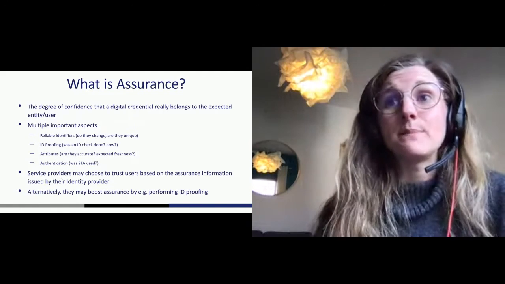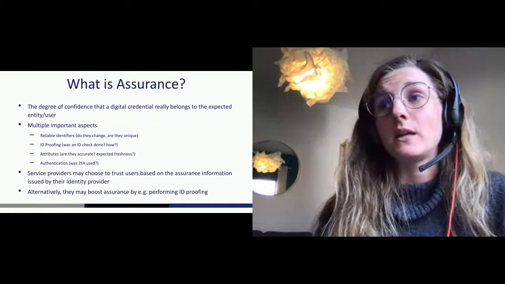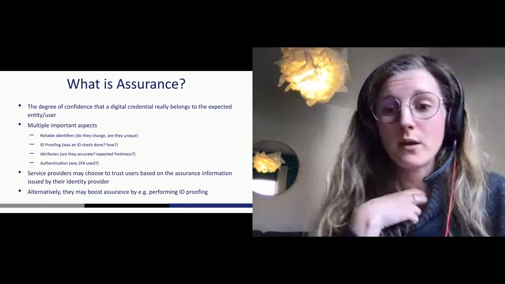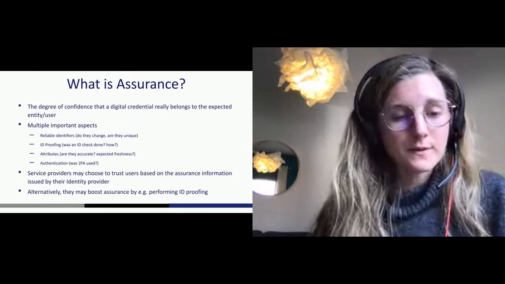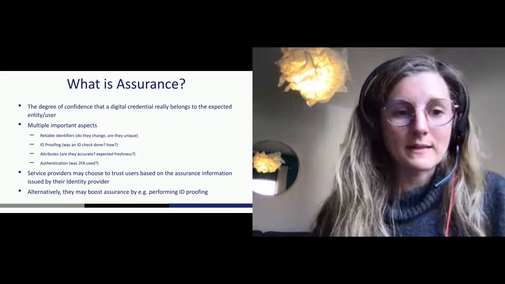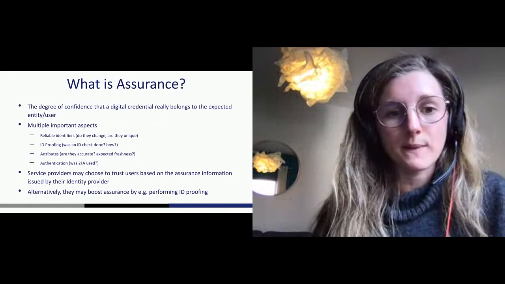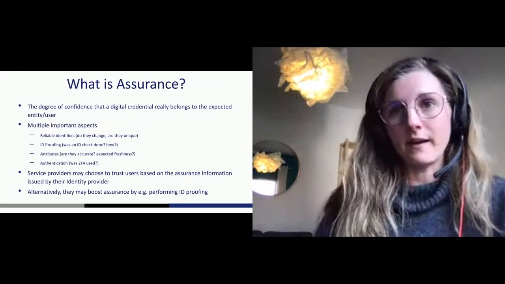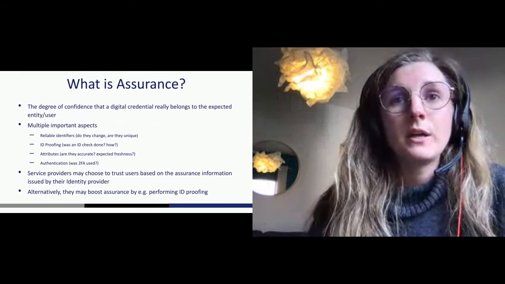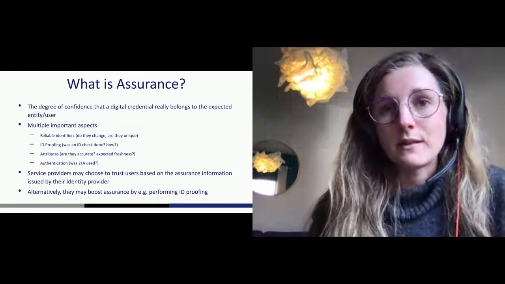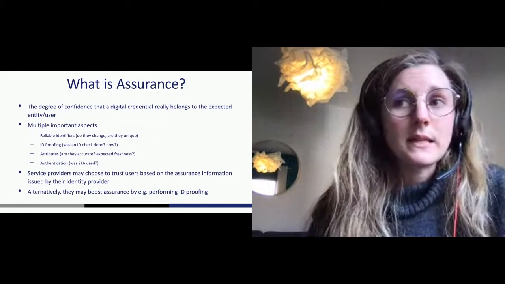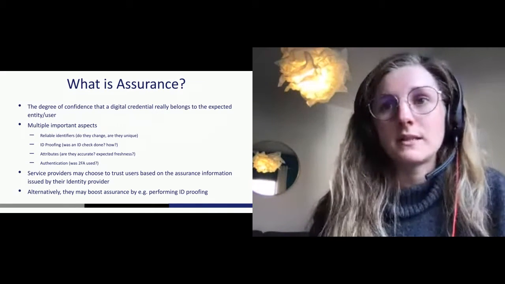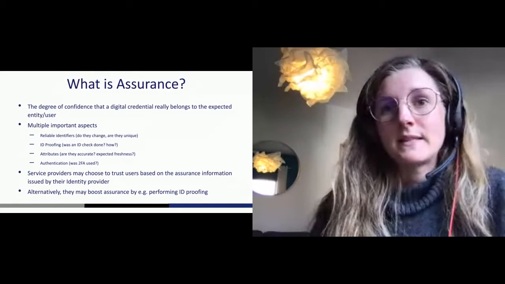So service providers may choose to trust users based on the assurance information that's issued by their identity provider. So for example, we know that the NIH is planning to require certain aspects of assurance for researchers to be able to access their online platforms. And there are various other research communities who do require a certain level of assurance. But at the moment, the adoption of this reliance on external assurance is fairly low. And this is something that we'll be discussing.